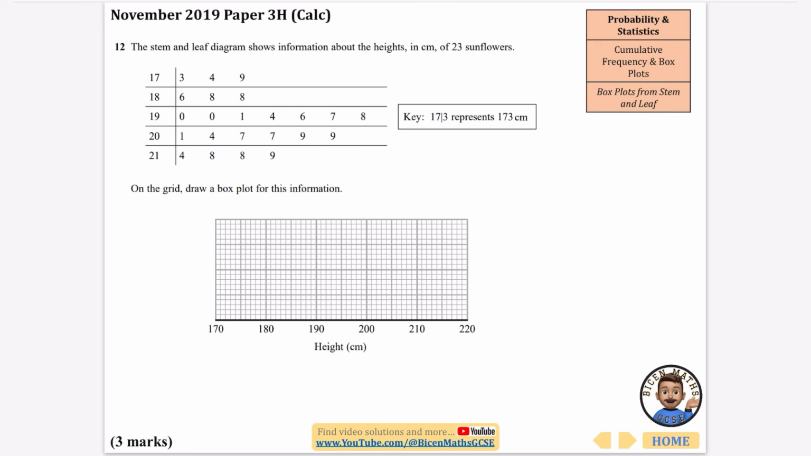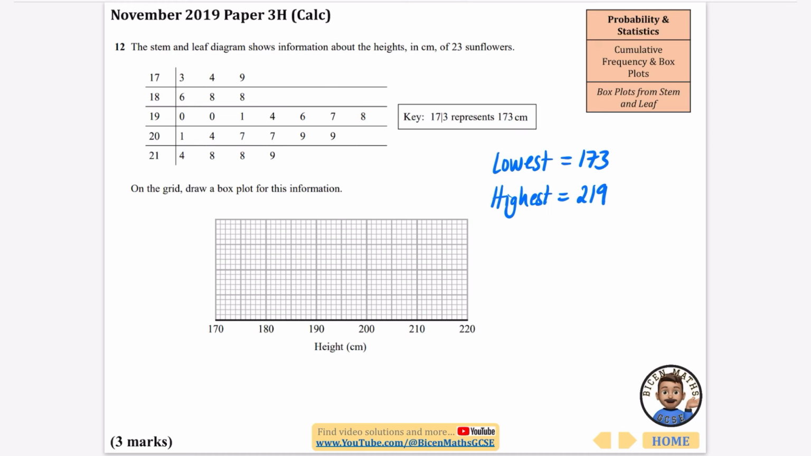This time it's from a stem and leaf diagram, so you need to make sure you understand these diagrams. It says the stem and leaf diagram shows the information about the heights in centimetres of 23 sunflowers. On the grid, draw a box plot for this. Okay, so let's get the key values that we need. We need the lowest, which is clearly 173. There it is. The highest is this 9, which goes with the 21, so it is the 219. So the highest is 219.